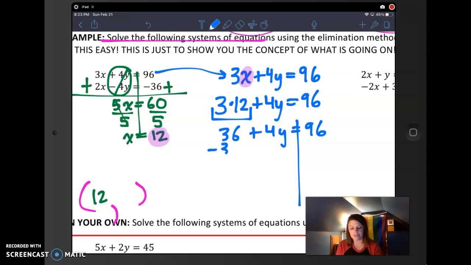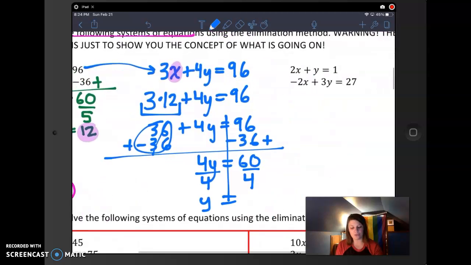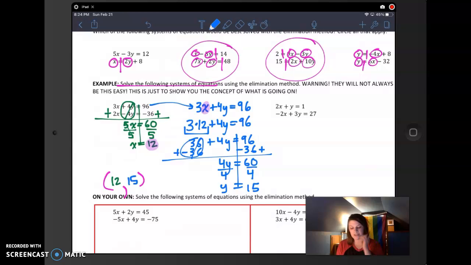So we're going to minus 36 from both sides. Always adding top to bottom. We created 0 here. 4y, 96 plus negative 36. Seems familiar because it is. And then we just have to divide by 4 on both sides to get y is equal to 15. And don't forget to put that into the point, and we're done.